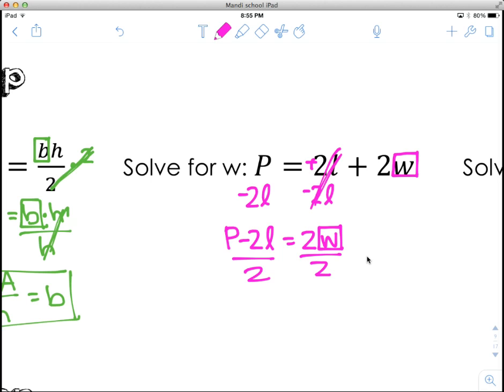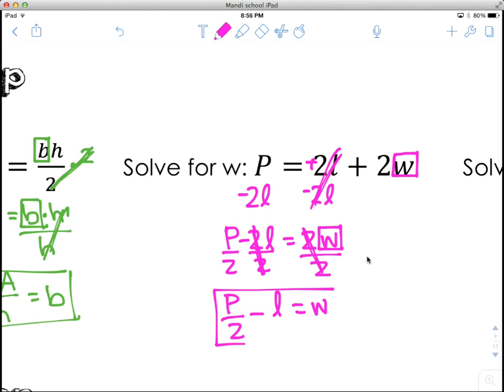divided by 2. So you have, and actually when I divide it by 2, I want to divide the P by 2. I want to divide the negative 2L by 2. So your answer is P over 2 minus 2 over 2 becomes invisible 1 equals W. So remember, there was an invisible 1 there, but you don't have to put it if you don't want to. Deleted a whole bunch of stuff with that.